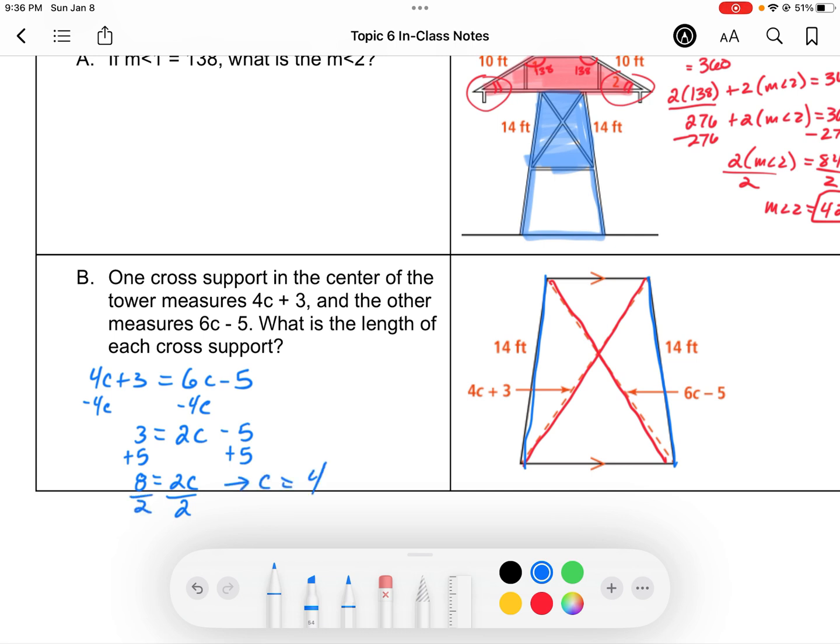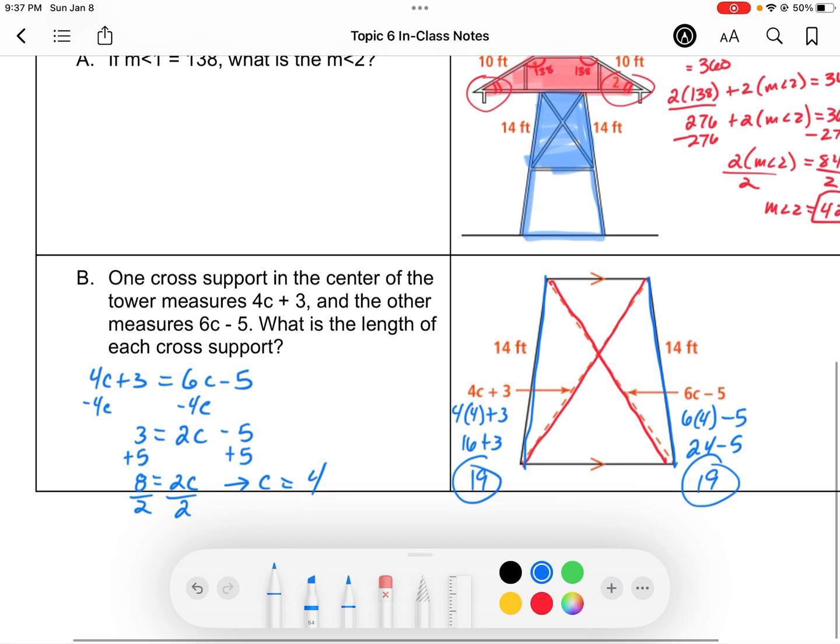And then it wants the length of each support. So I need to plug that back in. If I do 4 for c, because 4 equals c, that's 4 times 4 plus 3. Well, 4 times 4 is 16. That's 16 plus 3, which is 19. I should get the same thing here. If I do 6 times 4 instead of c minus 5, that's 24 minus 5. That also equals 19. So the cross supports are each 19 feet long.